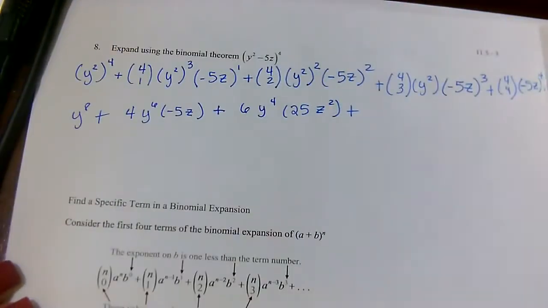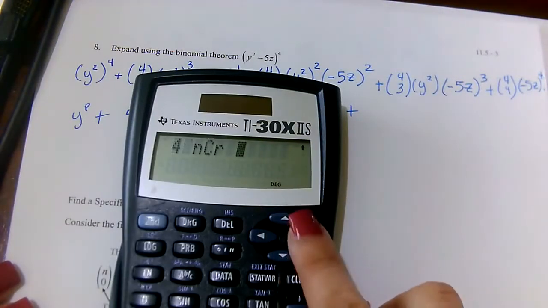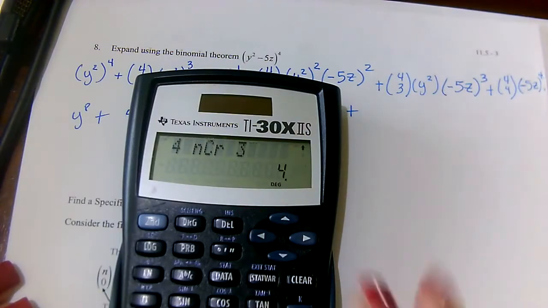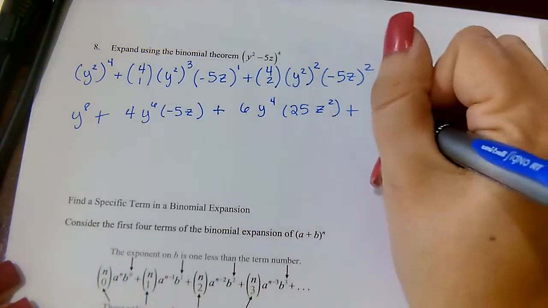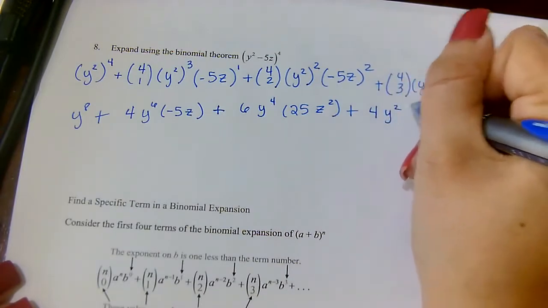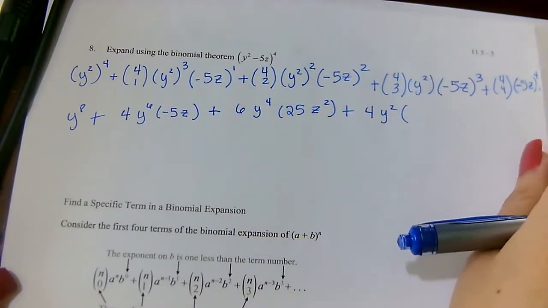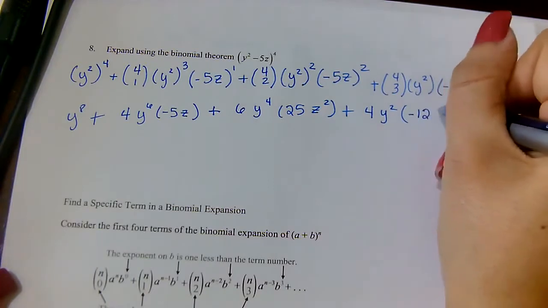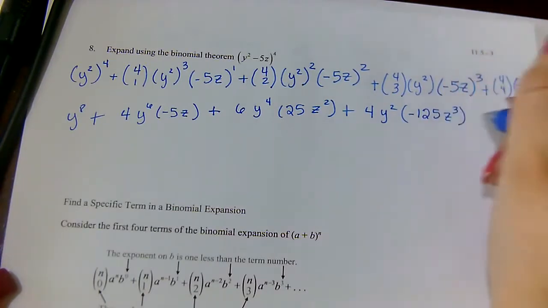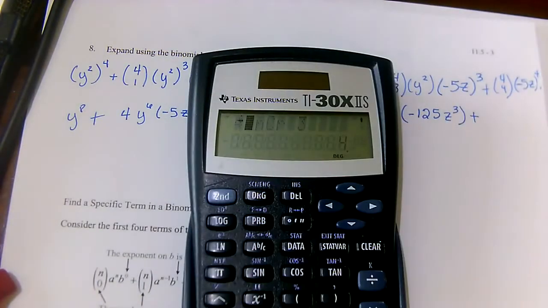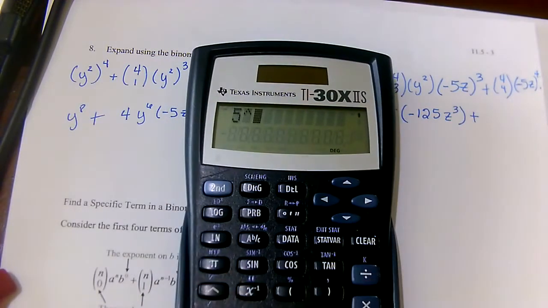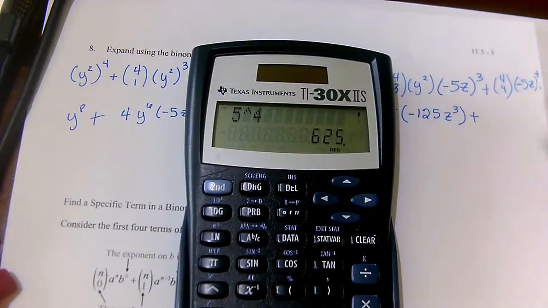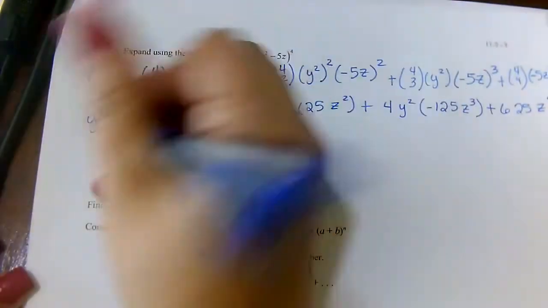Plus 4 choose 3 is going to be 4 y squared. -5 cubed is going to be -125 z to the 3rd. Plus, this is always 1, and then we're going to do the negative 5 raised to the 4th power. It is negative, but it will remain a positive value. So 625z to the 4th. Okay, let's go ahead and simplify it.